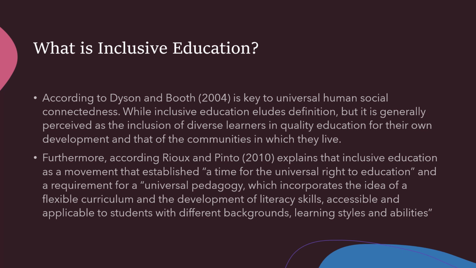Furthermore, according to Rue and Pinto of 2010, they explain inclusive education as a movement that established a time for the universal right to education and a requirement for a universal pedagogy which incorporates the idea of a flexible curriculum and the development of literacy skills accessible and applicable to students with different backgrounds, learning styles, and abilities.